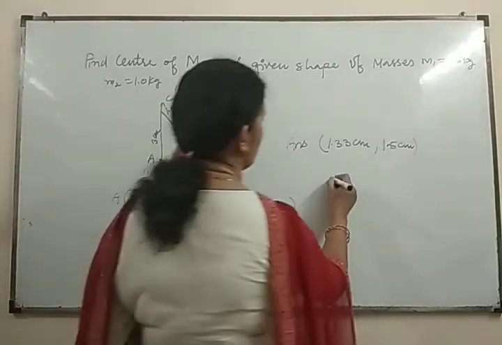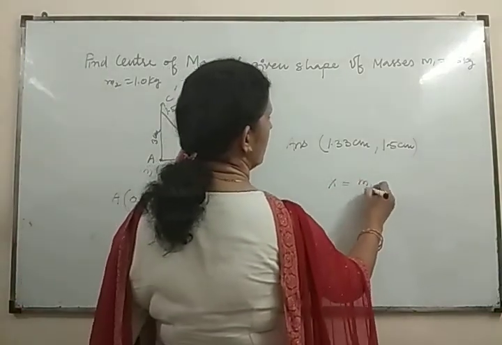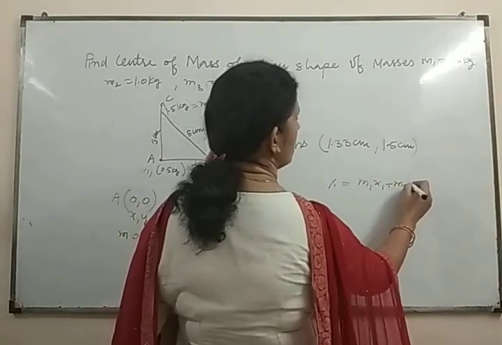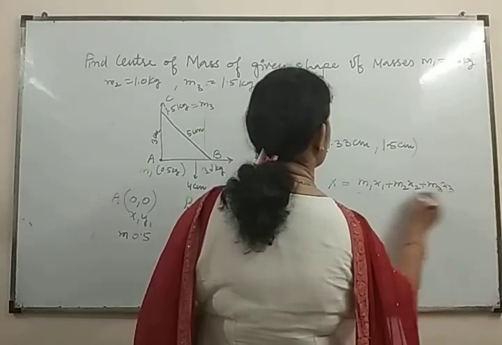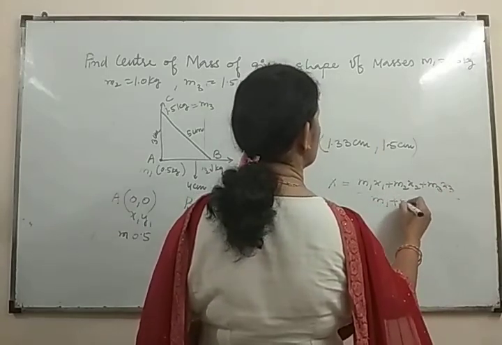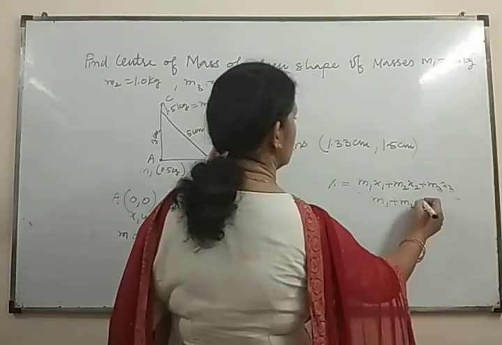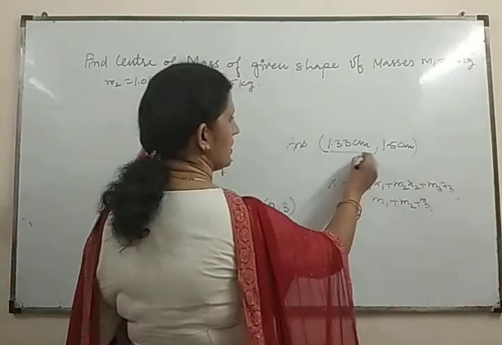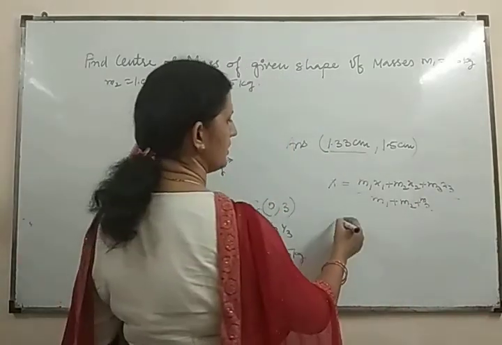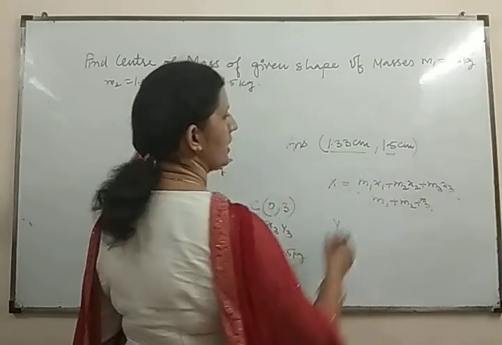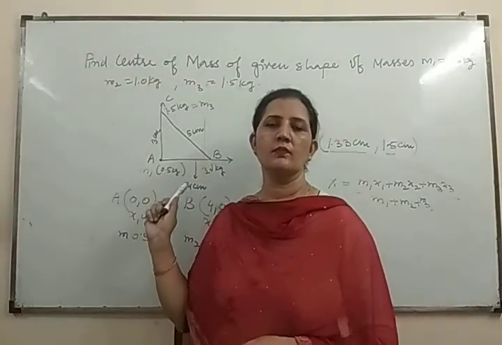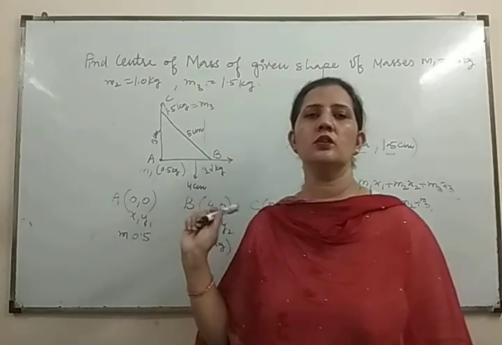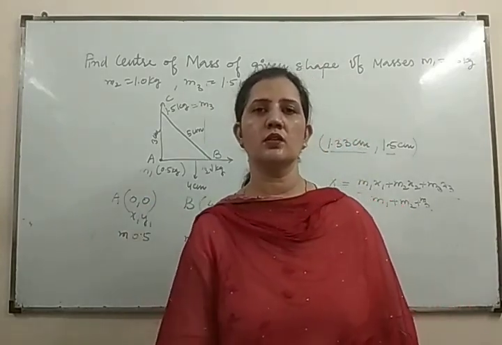You will put in the formula x is equal to (m1 x1 + m2 x2 + m3 x3) divided by (m1 + m2 + m3), and you will get the answer 1.33 centimeter for x. Similarly for y you will get 1.5 centimeter. And solve this question by yourself. In this way you can solve the numericals of center of mass.